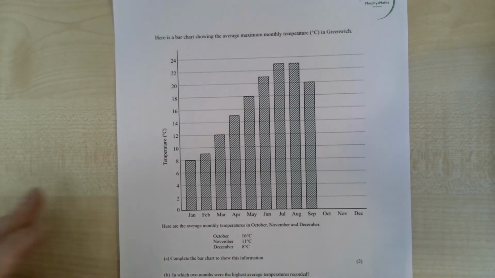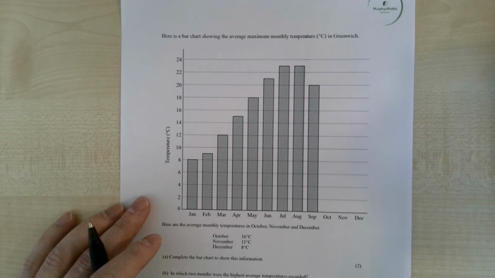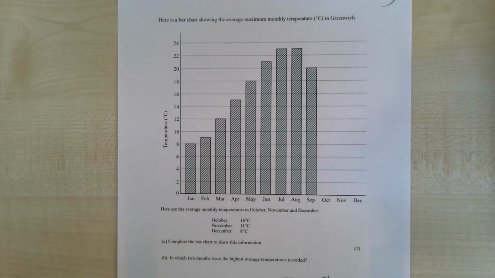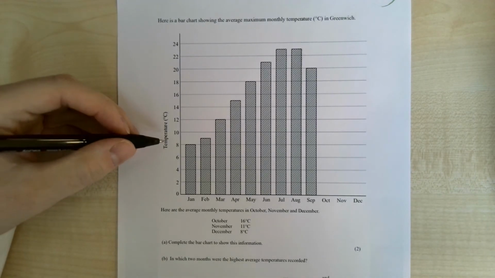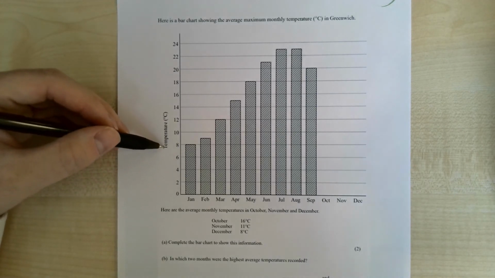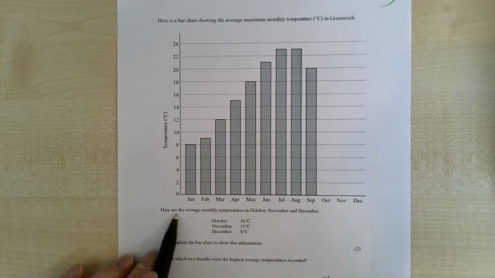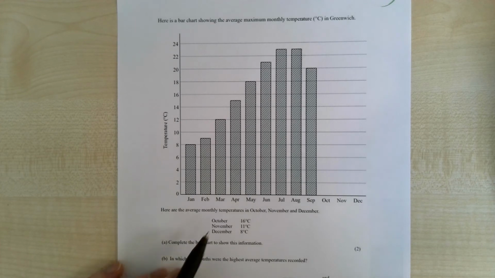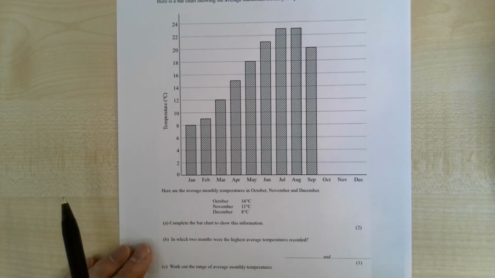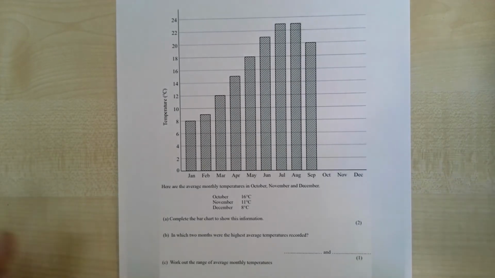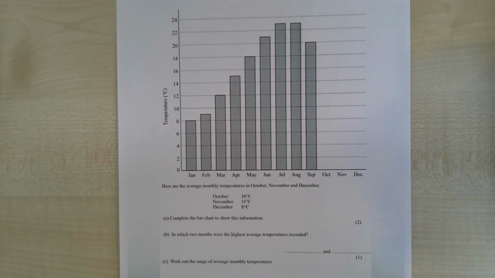And finally, let's try one more on interpreting bar charts. So, on this one, here's a bar chart showing the average maximum monthly temperature in Greenwich in England. So, on the vertical axis, we've got the temperature in degrees, and along the bottom we've got our months. Here are the average monthly temperatures in October, November and December. So you've got the 3 of those there. It's asking us to complete the bar chart. You've got 2 more questions at the bottom. So what I'll do is actually pause the video now and see how you're doing it.